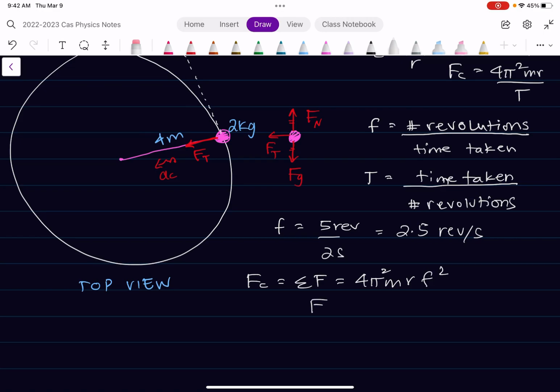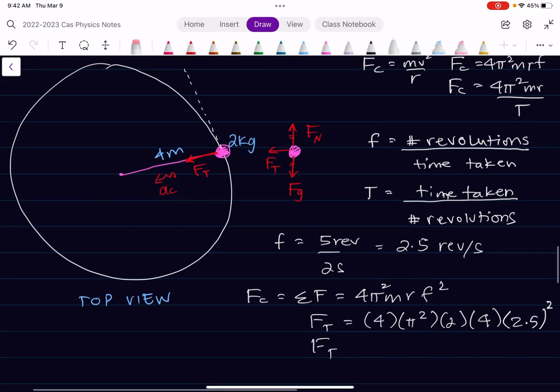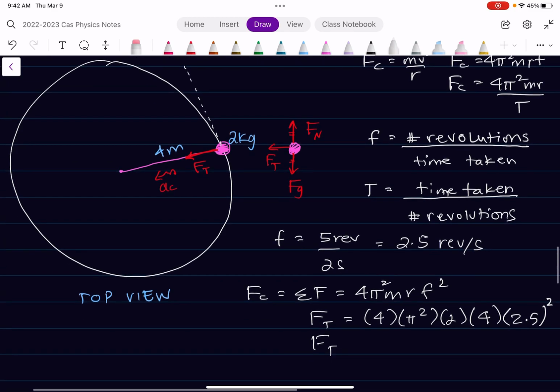So the sum of the forces is Ft, which equals, and we can plug in the numbers, 4 pi squared. The mass in this case is 2 kilograms. The radius is 4 meters, and the frequency we just calculated was 2.5 squared. And so we can determine our Ft, which is 1,970 newtons. And that's the tension that the rope has to withstand in order for the ball to go around in this rather large circle.